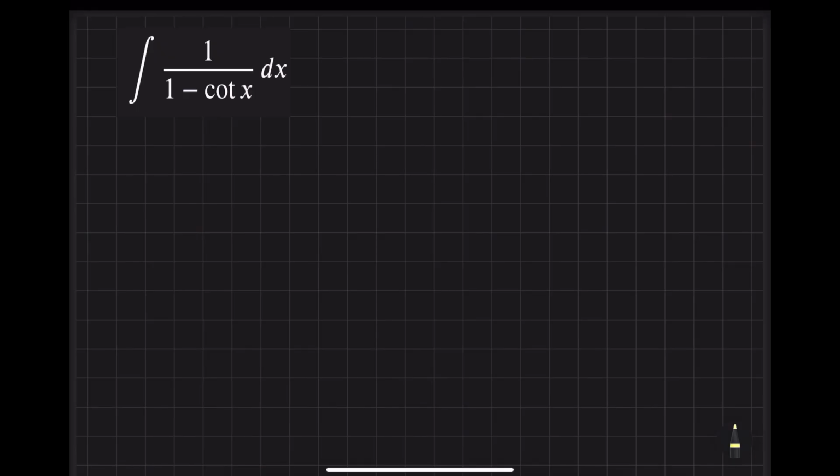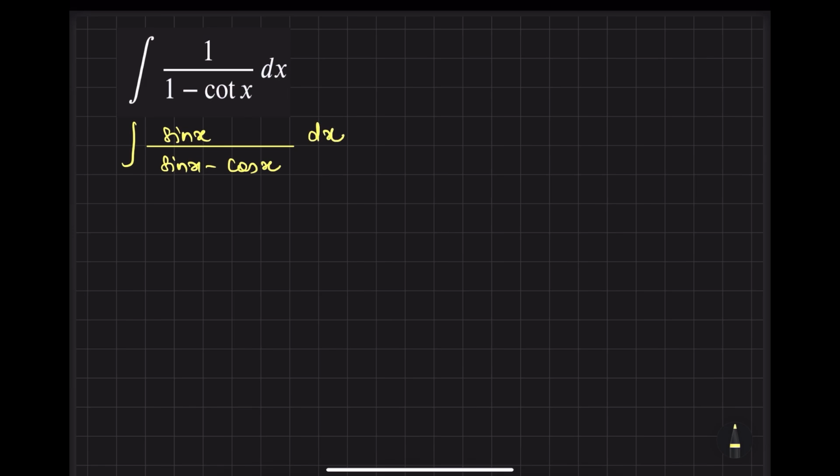Okay, so we have to integrate 1 by 1 minus cot x. Now if you observe, I don't think we will get any kind of idea. So what I'm suggesting, just convert your question into sine and cos. So we will be having sin x minus cos x, and then we will be having sin x dx.